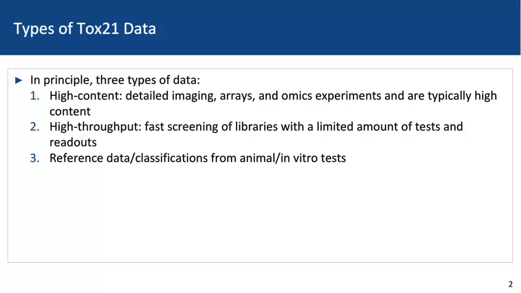High content data is typically coming from imaging experiments, from arrays, or from omics experiments, and as the name already says, they have a high content, which means they are high dimensional. That means a lot of variables are measured in parallel. High throughput, on the other hand, are characterized by fast screening of libraries with a limited amount of tests and readouts. That means you only have a handful of readouts and tests, or even less, maybe just one, but you screen libraries which can have sizes of 1,000, 10,000, or even 100,000.